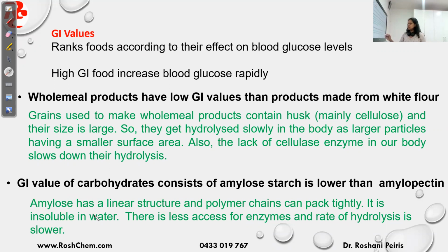So due to both these reasons, there is less access for enzymes and the rate of hydrolysis is lower, right? Because it's a linear structure, the molecules can pack tightly and also it's insoluble in water. So because of those two reasons, the enzymes are not accessing them easily. So therefore the rate of hydrolysis is slower.